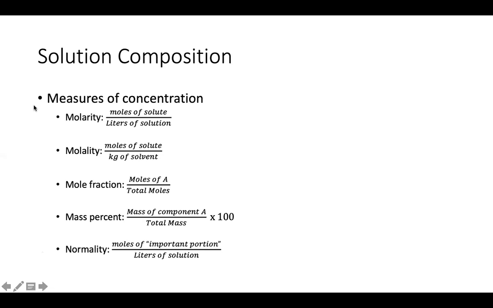Solution composition: these are our measures of concentration. Molarity we're pretty used to; it's moles of solute per liter of solution. Molality: the numerator is the same, moles of solute. The denominator, however, is different. It's kilograms of solvent, so definitely note that. Mole fraction is moles of whatever component you want divided by total moles. Mass percent is the mass of a specific component divided by the total mass, then you multiply by 100 to turn it from a decimal to a percentage.